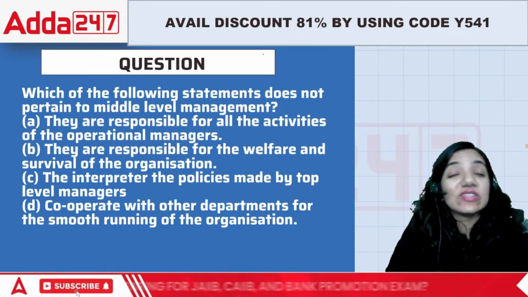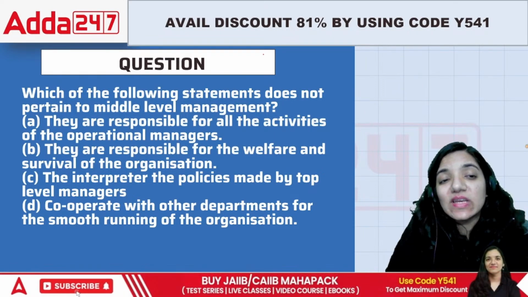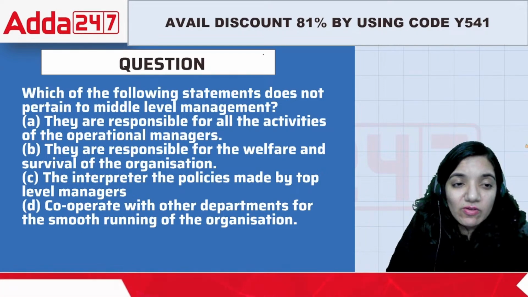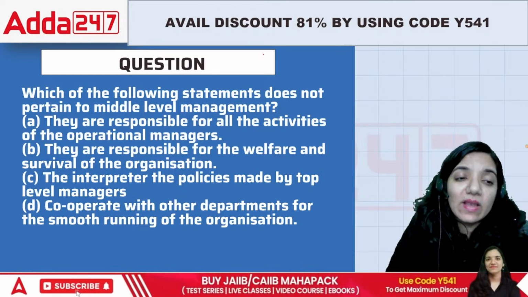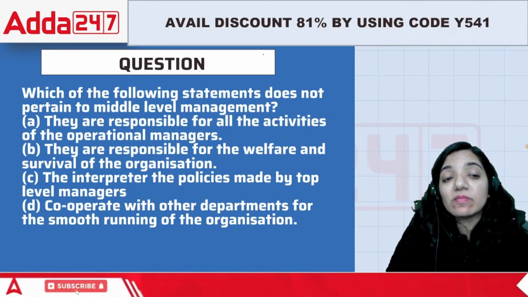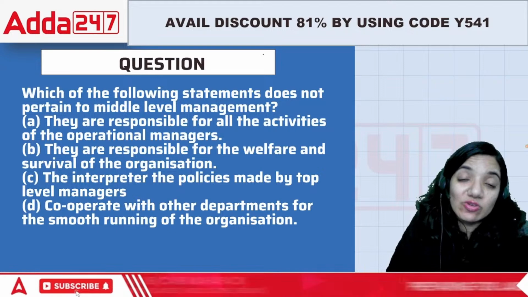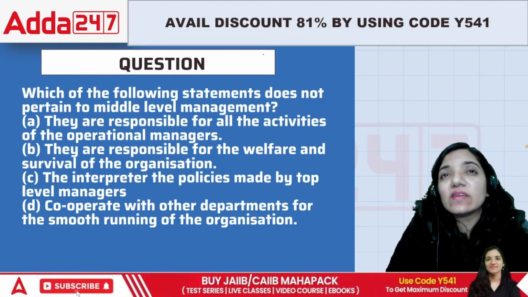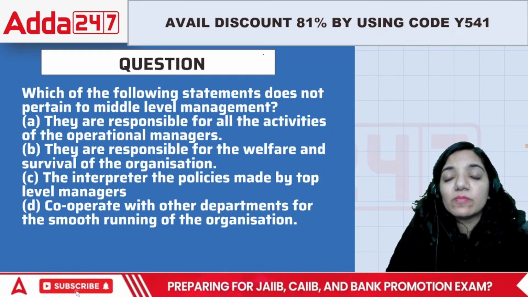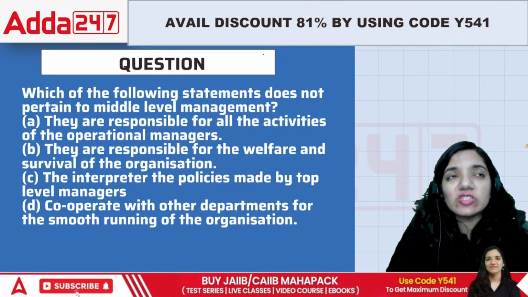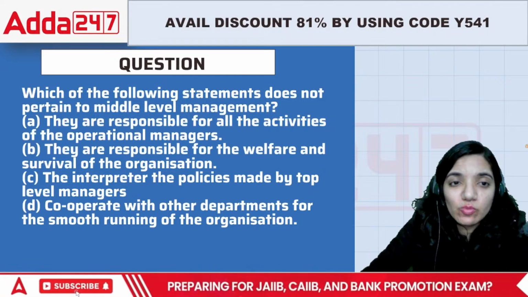Which of the following statements does not pertain to middle level management? They are responsible for all the activities of the operational managers. They are responsible for the welfare and survival of the organization. They interpret the policies made by top level management or cooperate with other departments for smooth running of the organization. Top level deals with the decision making. Middle level deals with something related to the welfare of the people, and the lower level is responsible for the supervision. So among the following, what would be the answer?